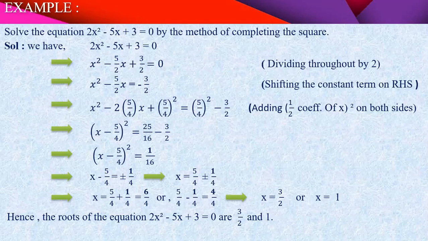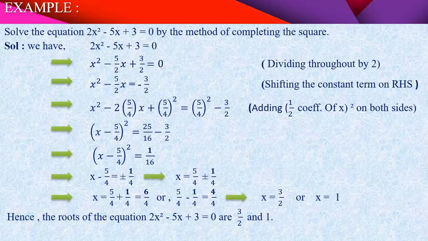Now shifting the constant term to the RHS, we get x² − (5/2)x = −3/2. Now we need to add half of the coefficient of x, whole square, on both sides. The coefficient of x is −5/2. Half of −5/2 is −5/4. So (−5/4)² is 25/16.